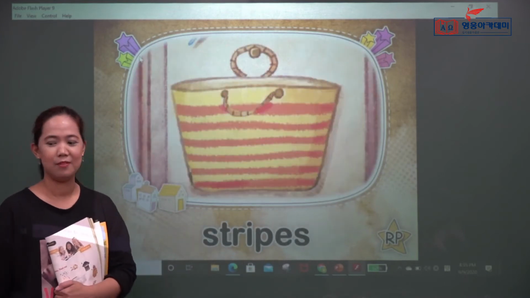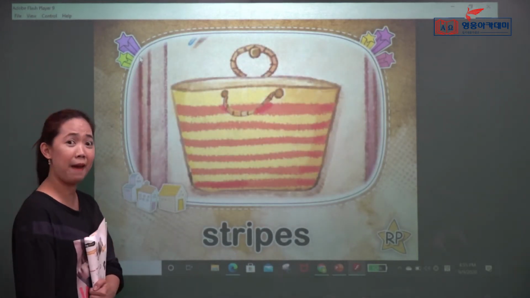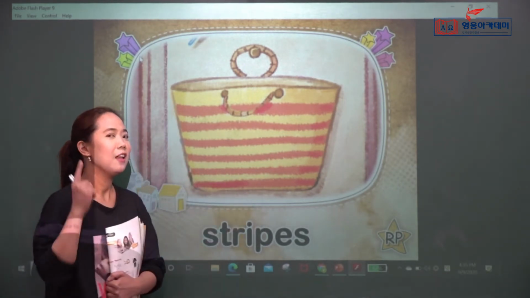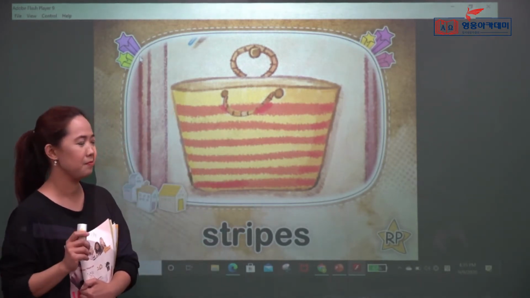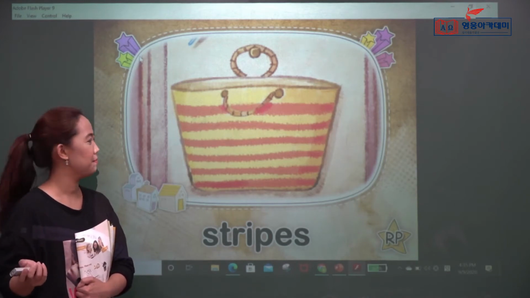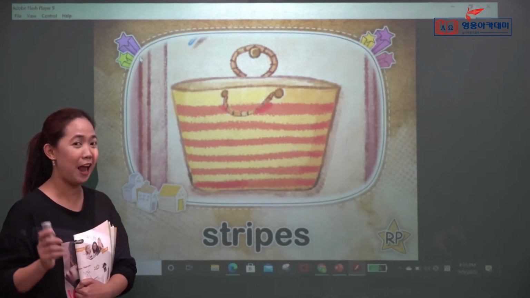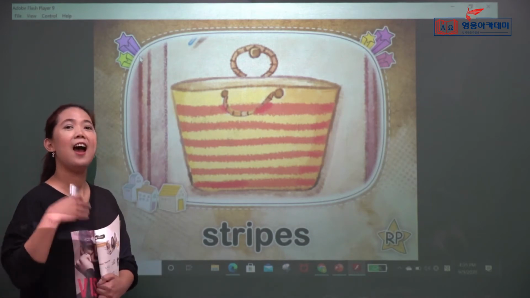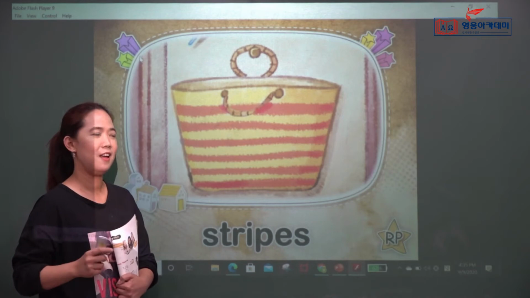Next. Oh, look at this bag. It's fashionable. What is this design called? Listen and repeat. Stripes. Now your turn after the computer. Stripes. Again. Stripes.